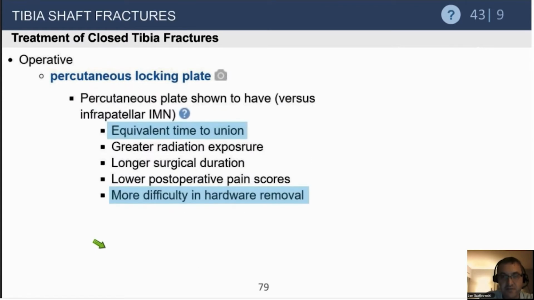So when compared to IM nailing, percutaneous plates have shown an equivalent time to union, greater radiation exposure. This is variable, right? It depends on the fracture pattern and surgeon experience and so forth. Longer surgical duration, also variable. Lower postoperative pain scores, variable, I would say. More difficulty in hardware removal. This just requires more extensive soft tissue dissection many times to take out a plate. But if you're not careful taking out a nail, you can do damage as well. But it's something to consider at least when you have to remove hardware.